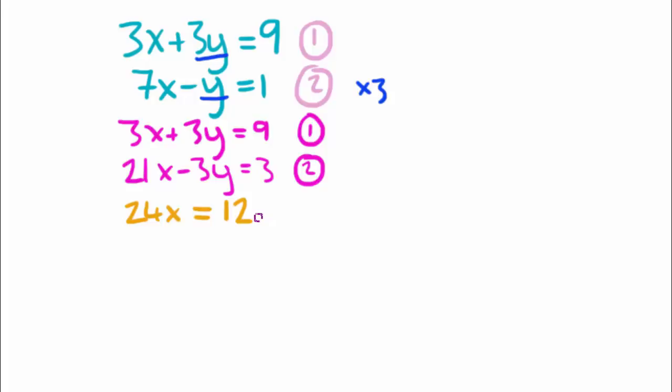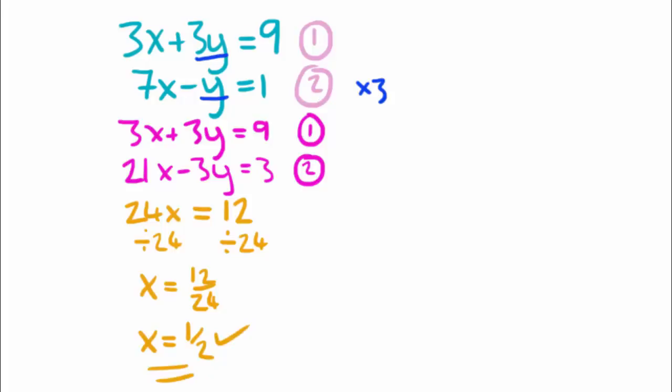12. What we've then got is 24x equals 12, so we divide that by 24, and then we divide that one by 24. So what we've got is x equals 12 over 24, and hopefully you remember that is equal to half. Right, so that's us got x, so that's half the battle done.